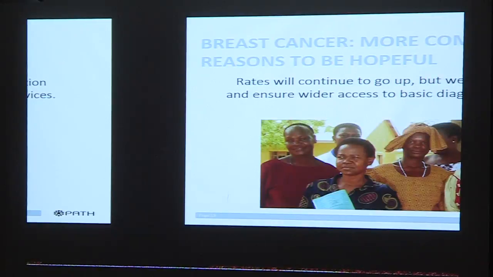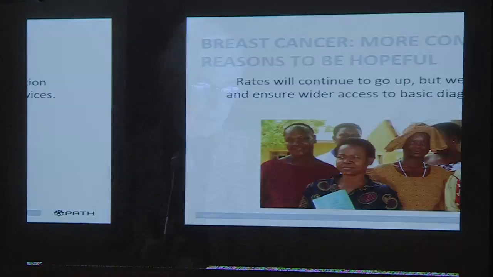And we have a better understanding of the kind of messages that resonate with women and will get them to come in and take care of themselves. So these are all reasons to be hopeful with cervical cancer. Breast cancer is more complex, but there are reasons to be hopeful even with breast cancer. Rates will continue to go up, but we can improve early detection, and we can ensure wider access to basic diagnostic and treatment services. So is mammography a good option for breast cancer in our settings?